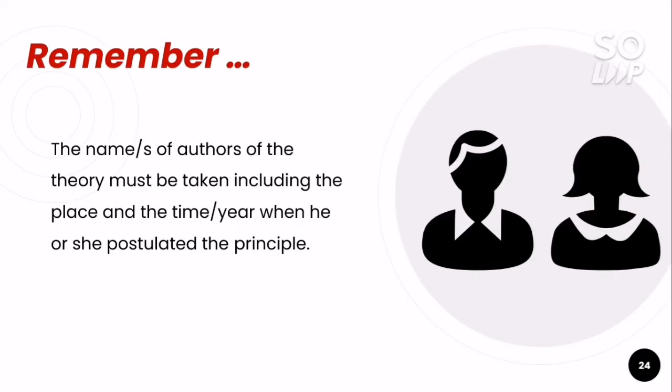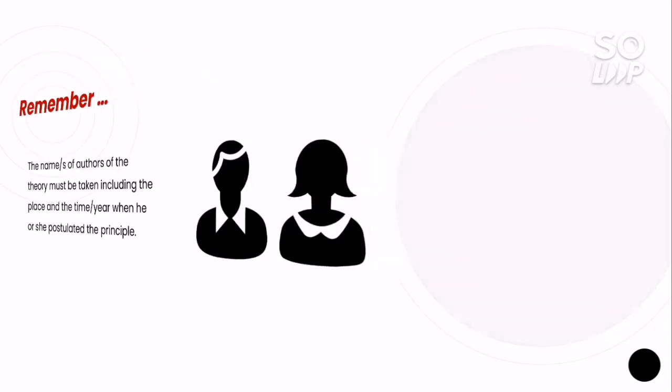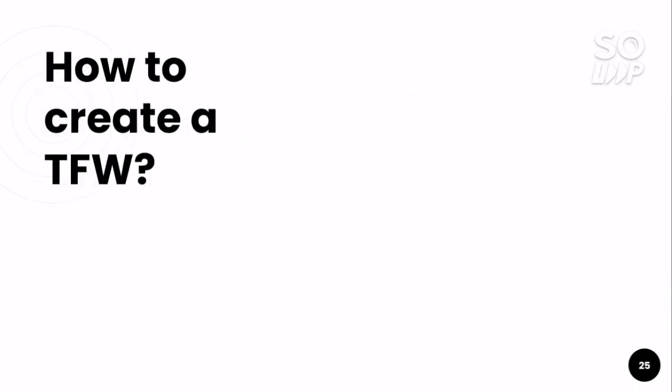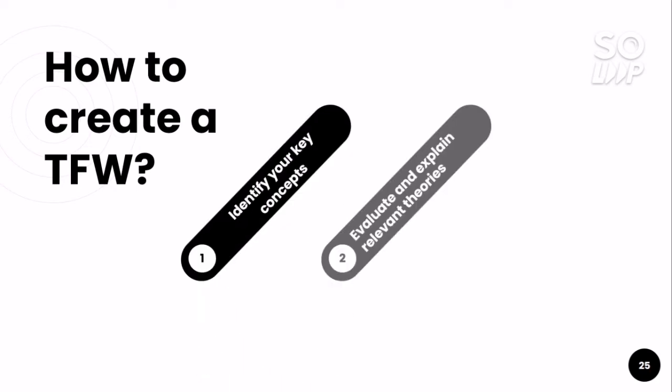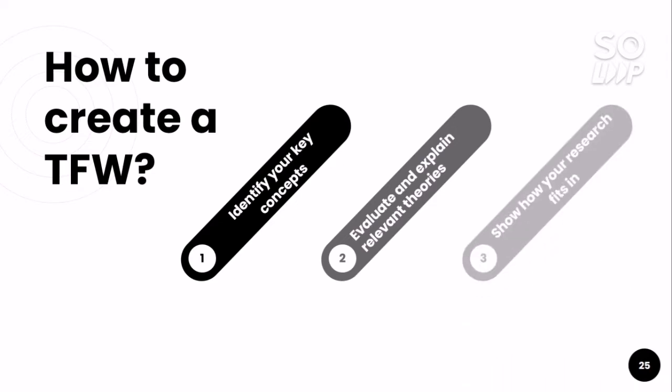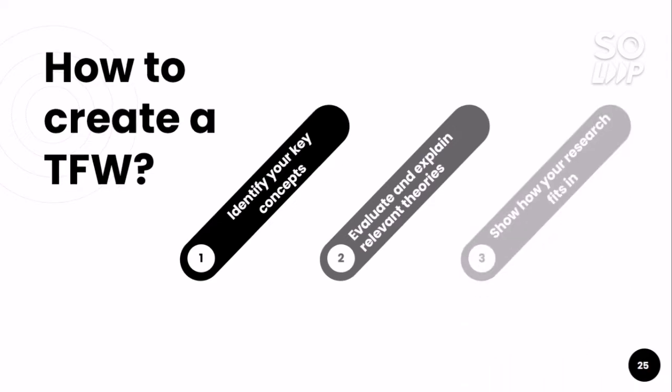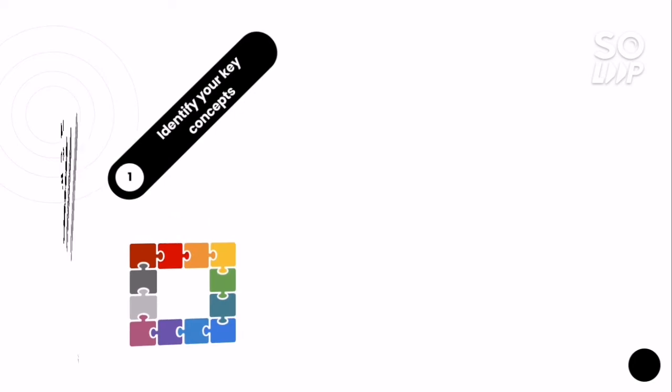So remember, the names of authors of the theory must be taken, including the place and the time or year when he or she postulated the principle. So how to create a theoretical framework? First, identify your key concepts. Second, evaluate and explain relevant theories. Third, show how your research fits in. So let's discuss that one by one.